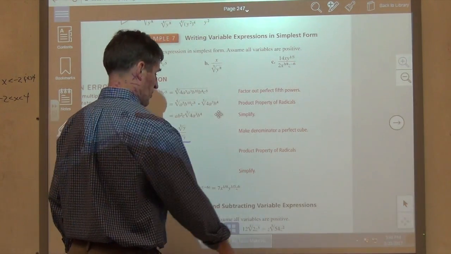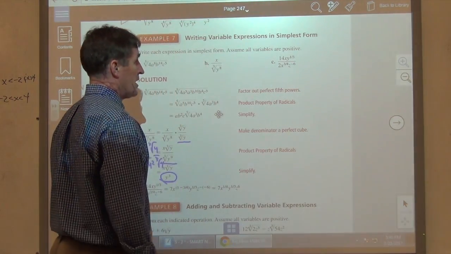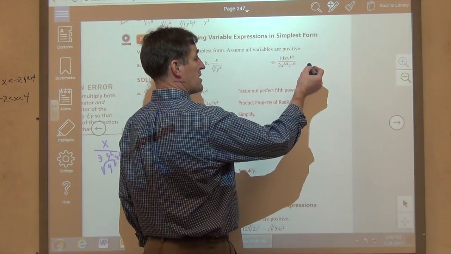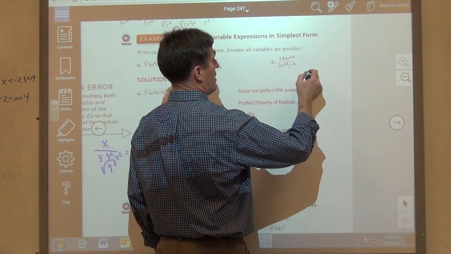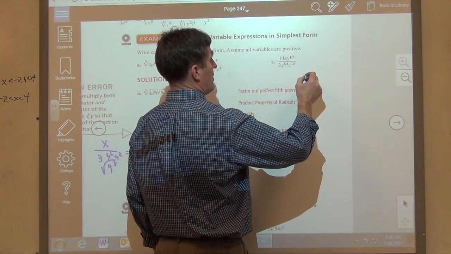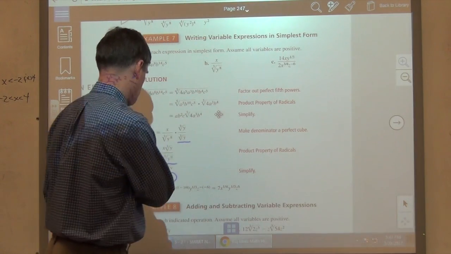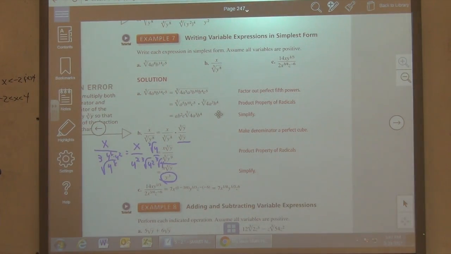And then the last one. Remember negative exponents: send it opposite of where it's located. I would start on this and just simplify it. Let's see how the book did it. Okay, yeah, we're just simplifying it.